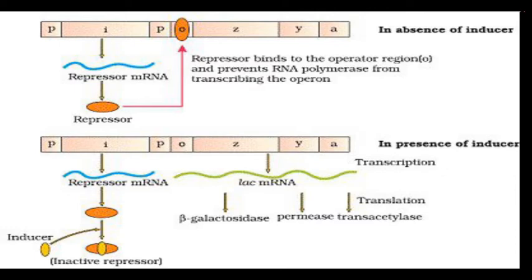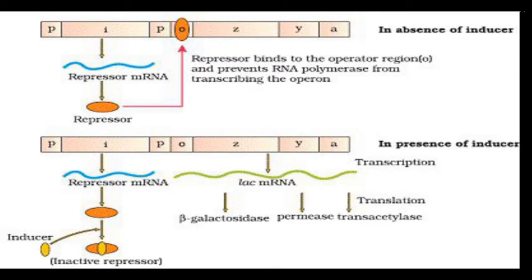When there is no lactose, this repressor goes and binds to the operator region. When this repressor binds to the operator region, it prevents the RNA polymerase from binding to the promoter region. Therefore, it prevents the transcription as well as the translation of all these three enzymes, and there is no beta galactosidase, no permeases, no transacetylase, because there is no need to synthesize all these three when there is no lactose to break down.